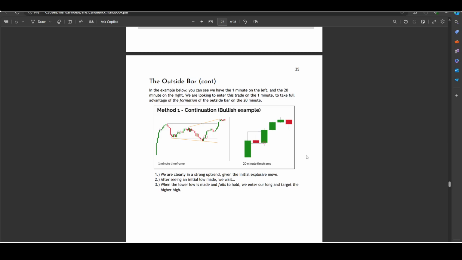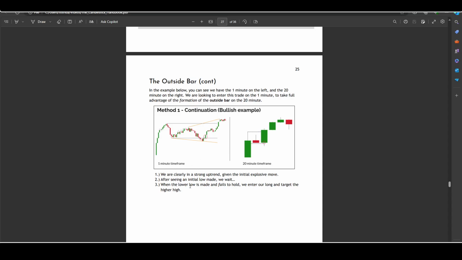In this example below, you can see we have the 1 minute on the left and the 20 minute on the right. We are looking to enter this trade on the 1 minute to take full advantage of the formation of the outside bar on the 20 minute. So this is where we get our information. This is where we're actually getting in and out of our trade. We are clearly in a strong uptrend given the initial explosive move. We can see this 3-bar move. After seeing an initial low made, we wait. So we see a push, we see a hold to the right, we see a low get made, and then a hold over.